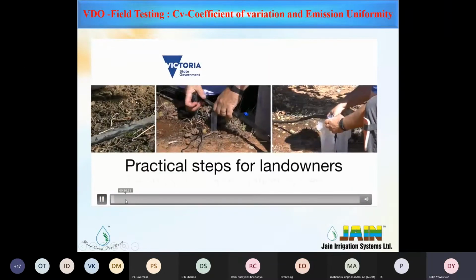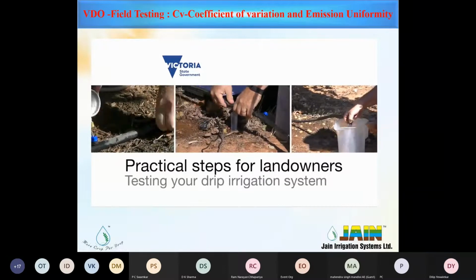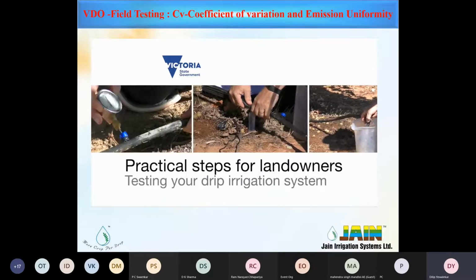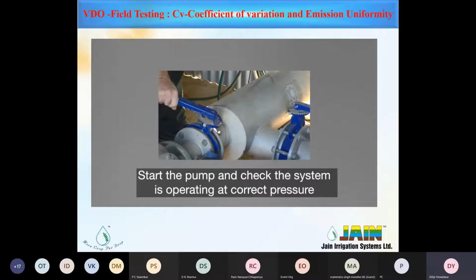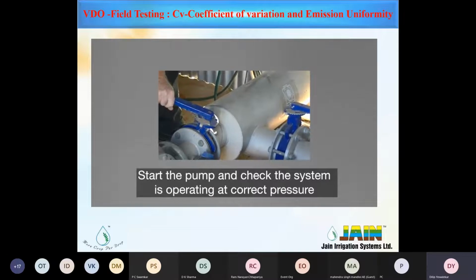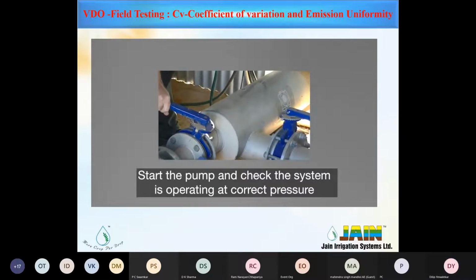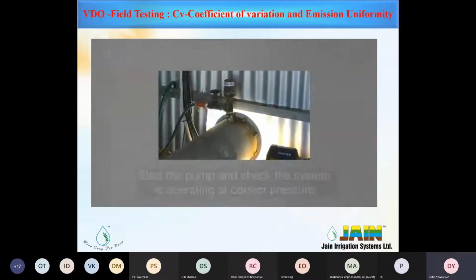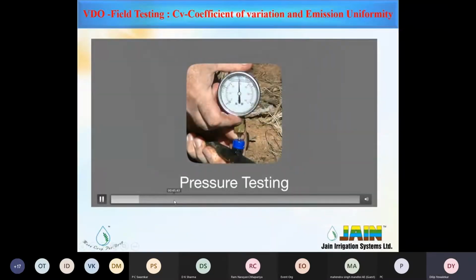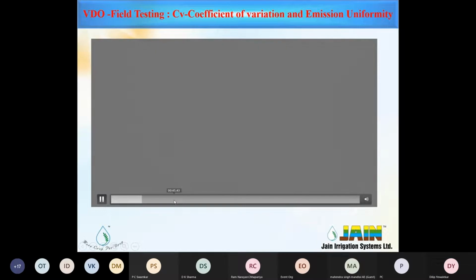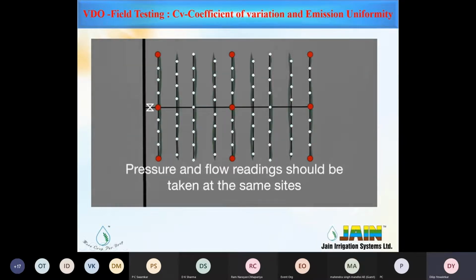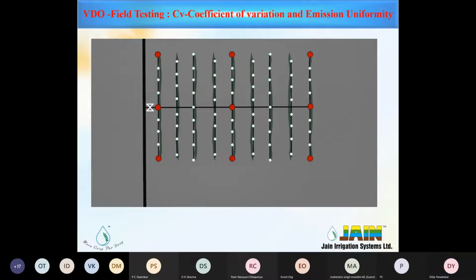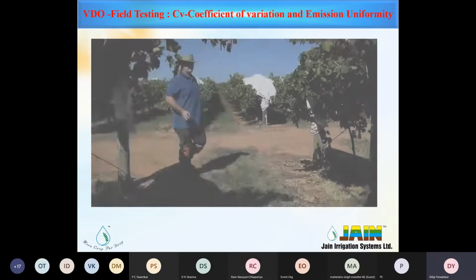Then there is a test you have to perform, the coefficient of variation test. When we design the system, the emission uniformity is taken as 90%. That means a 10% discharge variation is there. So in this field, where a number of drippers are there, they take a random sample and measure the discharge from the drippers.